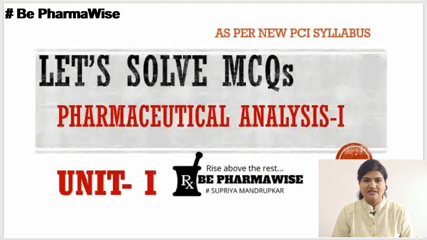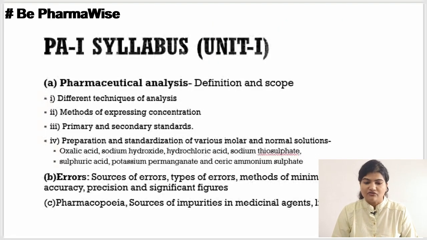Okay, so first let me take you through the syllabus. Of course, unit number 1 of PA1 covers 3 main points. First one is pharmaceutical analysis, its definition and scope. Here you are actually required to study different techniques of analysis.